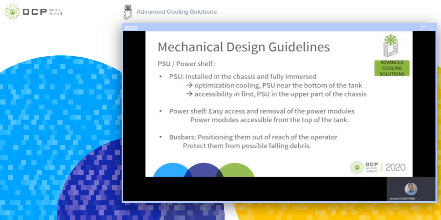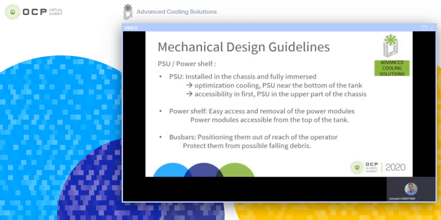PCU or power shelf. According to the tank configuration, both PCU and power shelf can be used. Each of these options has its benefits and drawbacks. PCU modules can be fully submerged, either near the bottom of the tank for optimized cooling or at the liquid level for ease of access. We recommend removing, disconnecting, or shutting down via software the PCU fan.